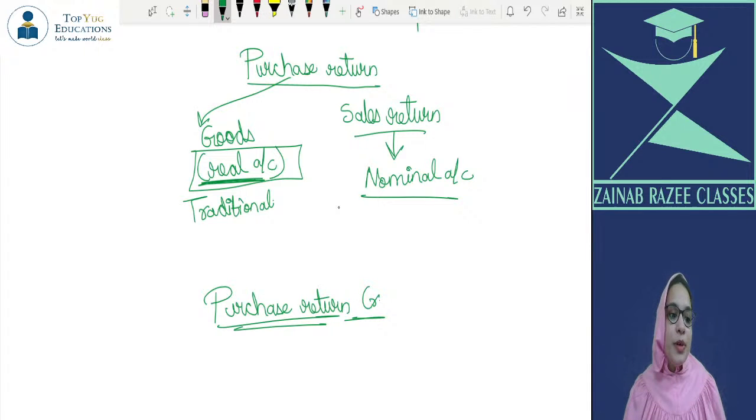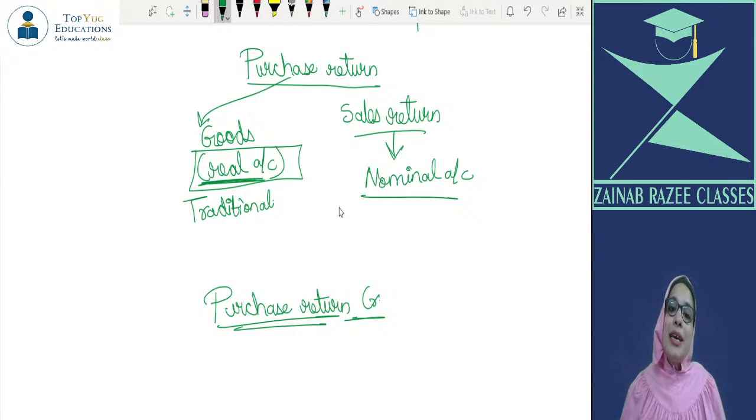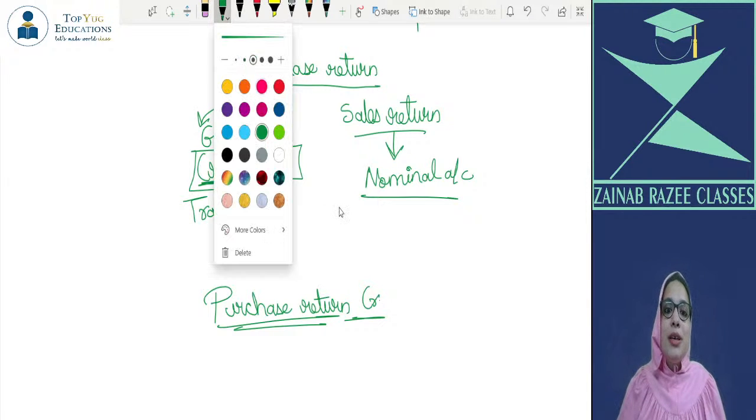Okay. And in case of purchase return, goods are going out. I'm confused. But for real, we debit what comes in. Yes, purchase return is credited. Dear Yukta beta, purchase return is credited.